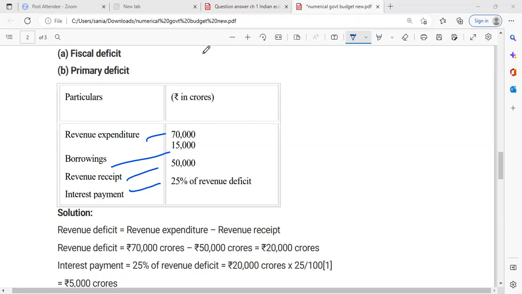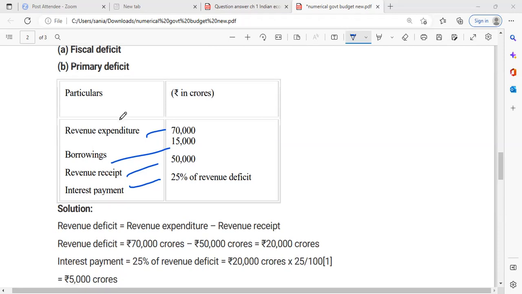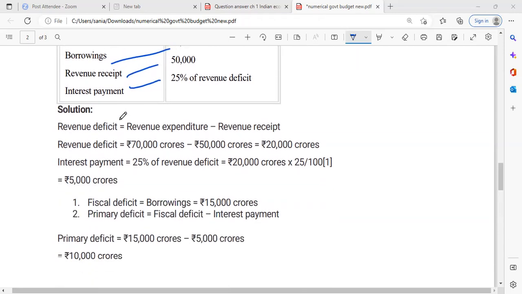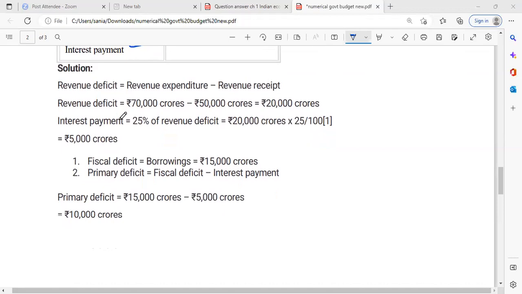Oh God, it's so easy, but ma'am, I'm so dumb. Oh my God, that's the thing. If you will practice it, then that will be very easy for you. Right. So you got the primary deficit 10,000.